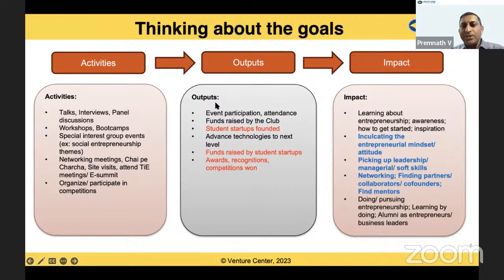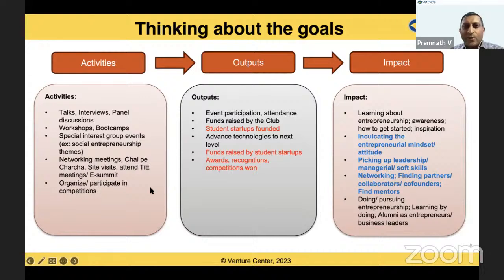And you may want to show outputs out of them as the number of events organized, how well they were attended, what the level of participation was, what funds were raised by the club, what student startups were founded, where certain technologies advanced to the next level, funds raised by student startups, awards, recognitions, competitions won, and so on.